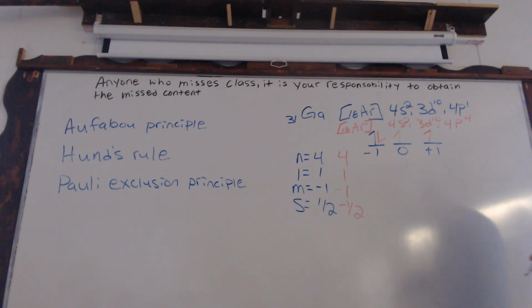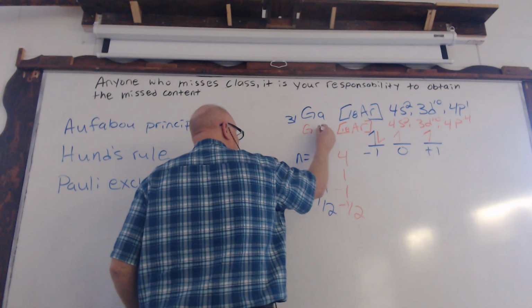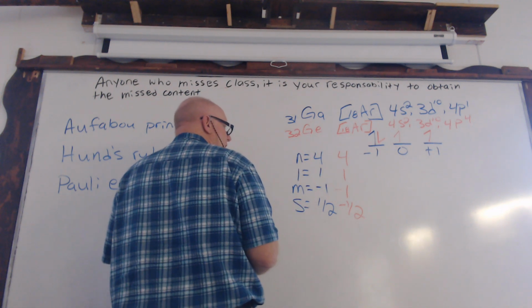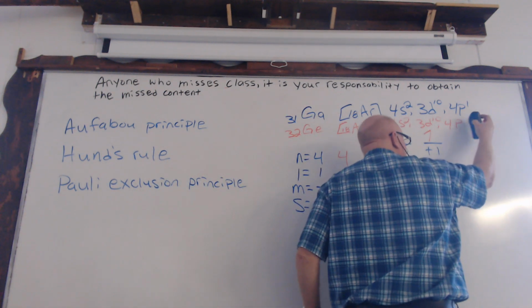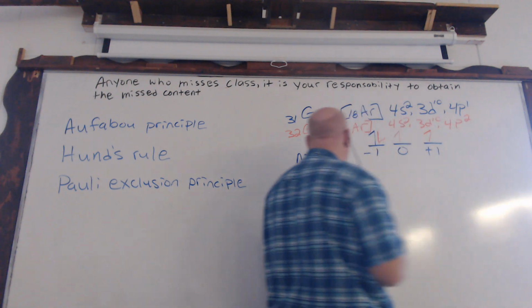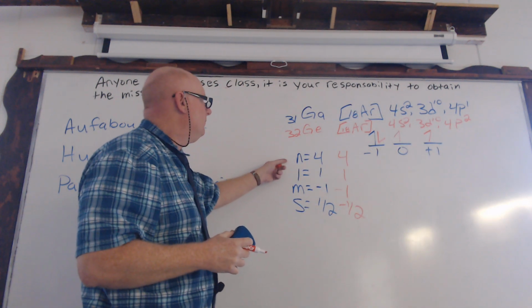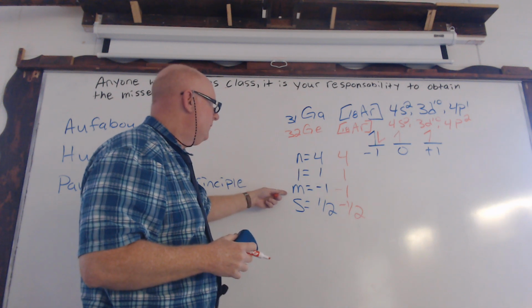Okay, don't cry. So we said germanium. That's 32. So again, all of this is still the same except for M and S. That will be 2. So now, is N the same? Yes. Is L the same? Yes. Is M the same? What's 0?